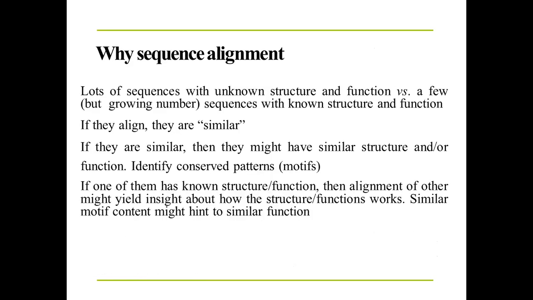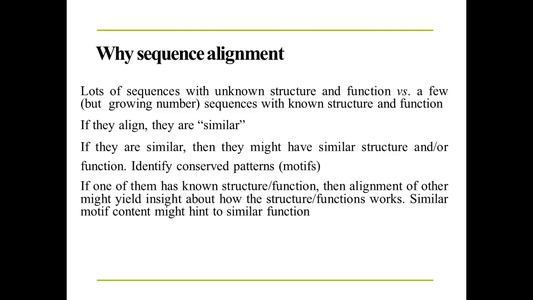So why do we have to align the sequences? Because lots of sequences are available and there are still a number of sequences that are unknown to us or to this world for their structure, for their behavior, for their properties. So we align the unknown sequences with the known sequences to get that specific information for the unknown sequences. If they are similar, then we can consider that those are from the same class, same family, have the same behavior.